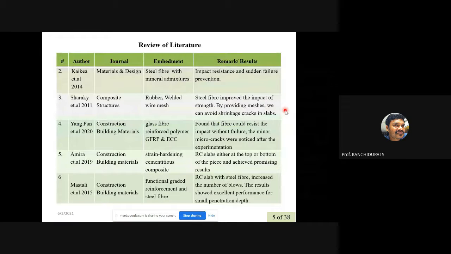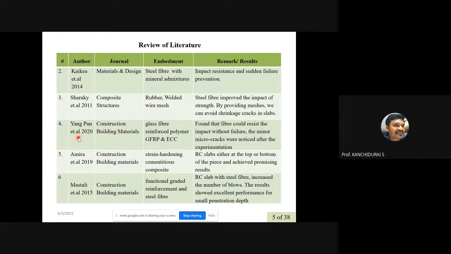Next, Kaya et al. used embedment of steel fiber and mineral admixture. He found good impact resistance, and sudden failure was prevented when using steel fiber and mineral admixture. Similarly, Sherke et al. used rubber materials and welded wire mesh for a pavement, and found that steel fiber improved the impact strength, and that providing meshes can avoid shrinkage cracks in the slab.